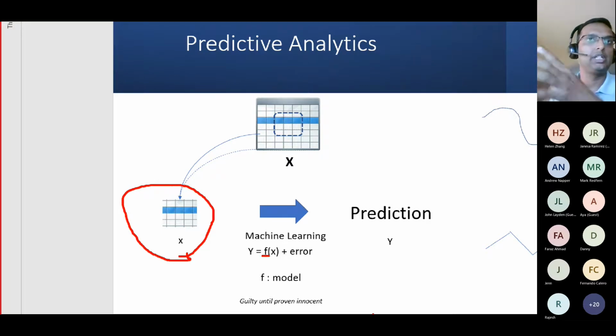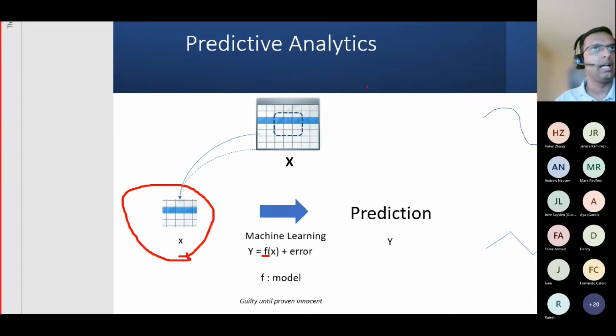And that's what machine learning is all about. You take something in, you run some algorithm on top of that, and then you spit out a prediction that you are interested in, and that forms your overall machine learning model.